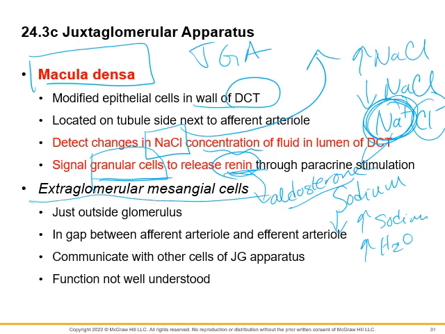There's this extra area called juxtaglomerular mesangial cells. This is outside of the glomerulus. It's between the afferent and the efferent, and they think that it communicates with the other cells in the JGA apparatus, or JGA overall. They don't really understand the system too well. It's a group of cells between the macula densa and the granular cells.